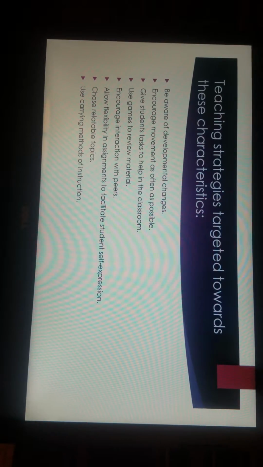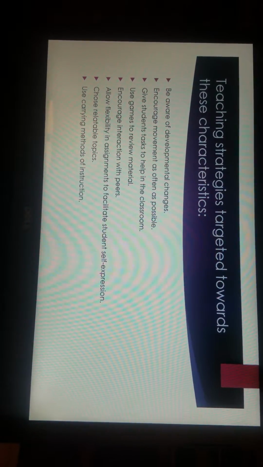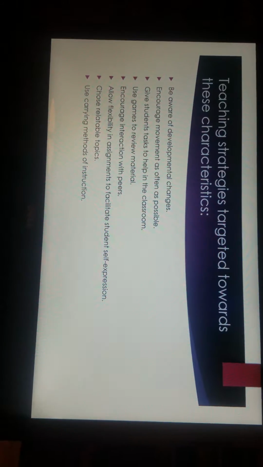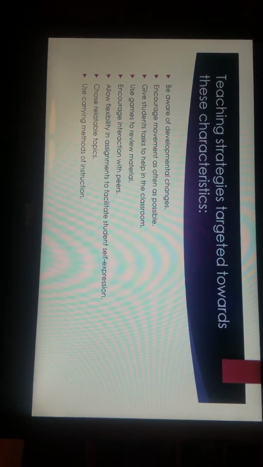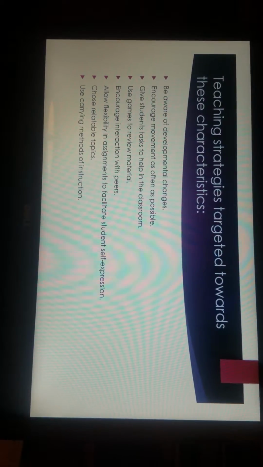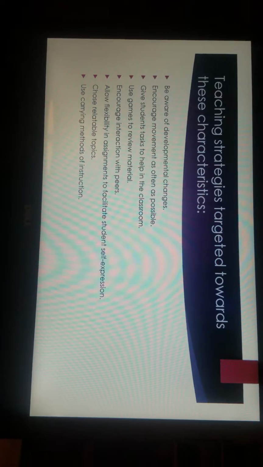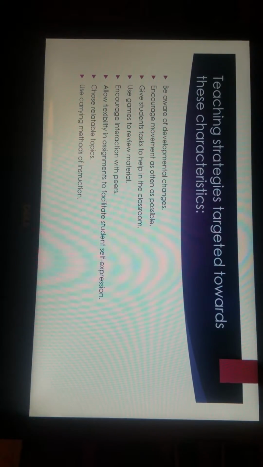For example, when a game is played, you can break the students up into groups and make it a collaborative activity. It's important to allow flexibility in the assignments to facilitate student self-expression and choose relatable topics. The more relatable the topics, the better, because they perform better on the assignments they're given. Also use varying methods of instruction.